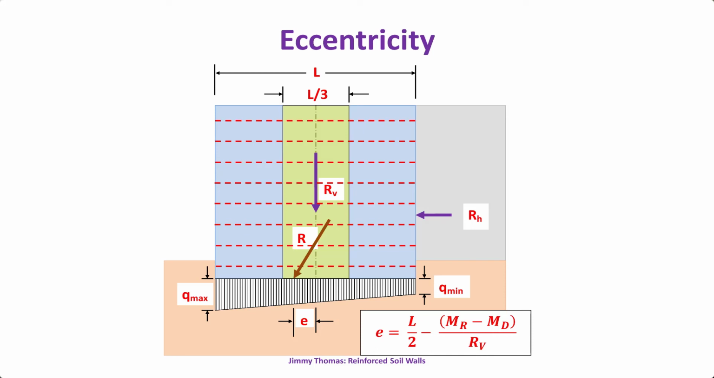That was conventional. And how do we calculate the eccentricity? Typically L by 2 minus the resisting moment minus the driving moment divided by this. That will give us the value of eccentricity. And earlier codes used to specify that the resultant should be within the middle third. That means eccentricity should be less than L by 6.